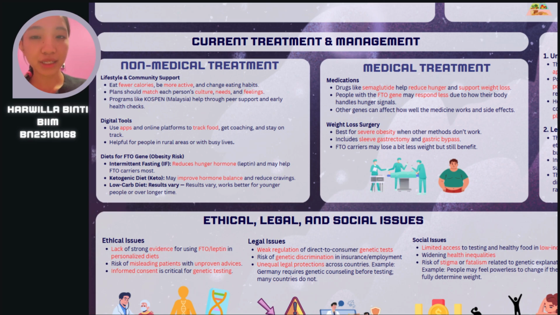Next is medical treatment. The first one is medications. Drugs like semaglutide help reduce hunger and support weight loss. People with the FTO gene may respond less due to how their body handles hunger signals. Other genes can affect how well the medicine works and also the side effects. The second one is weight loss surgery. It is best for severe obesity when other methods don't work. It includes sleeve gastrectomy and gastric bypass. FTO carriers may lose a bit less weight, but will still benefit from it.